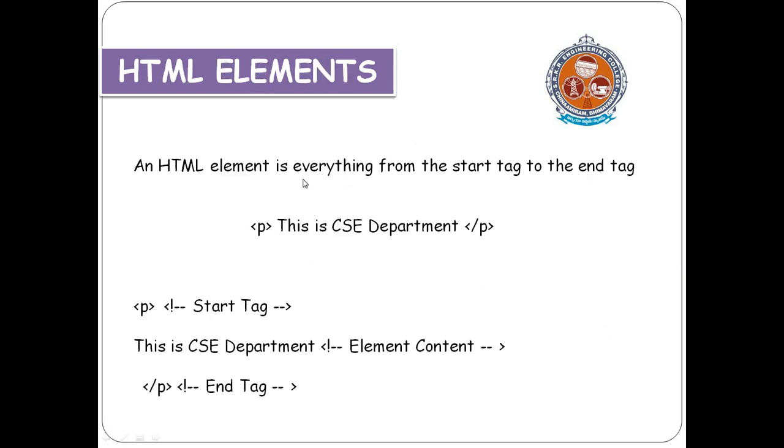Then HTML elements. An HTML element is everything from the starting tag to the ending tag. Here P is a paragraph tag, from the P to the closing of P. So entire, this is the CSC department, is the element content. Just see the example: here I defined the starting tag as P, and in between the opening P and closing P, I defined that this is the CSC department. This is the element content.